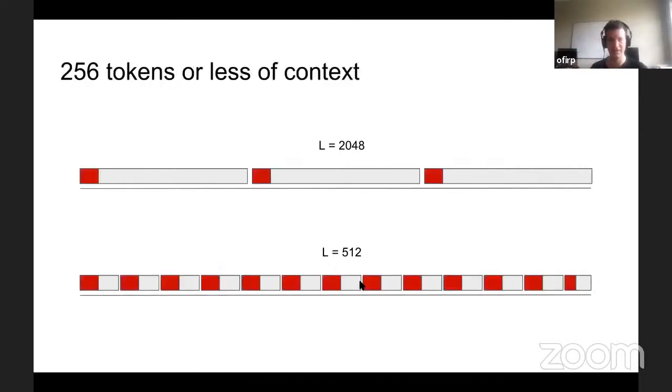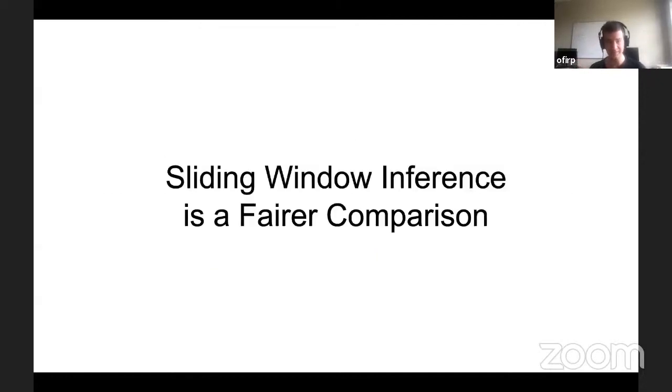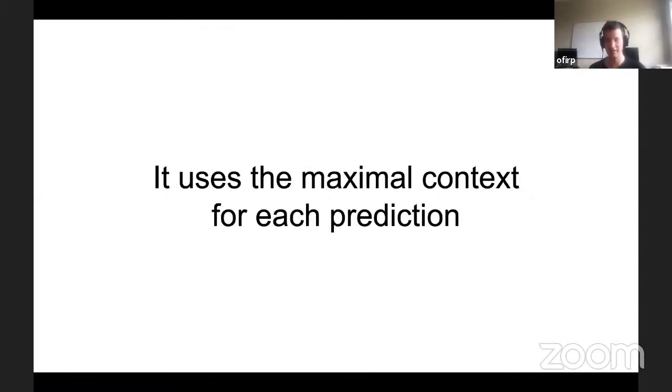So what I'm going to do here is color in red every prediction that has 256 tokens or less of context when you make it. And what we see here is that in the larger model, there's only 12% of predictions that have less than 256 tokens of context. But in the smaller model, obviously, 50% of predictions are made with very little context. And so our argument here is that sliding window inference is a fair comparison between different models because it lets every model have as much context as possible for each prediction.